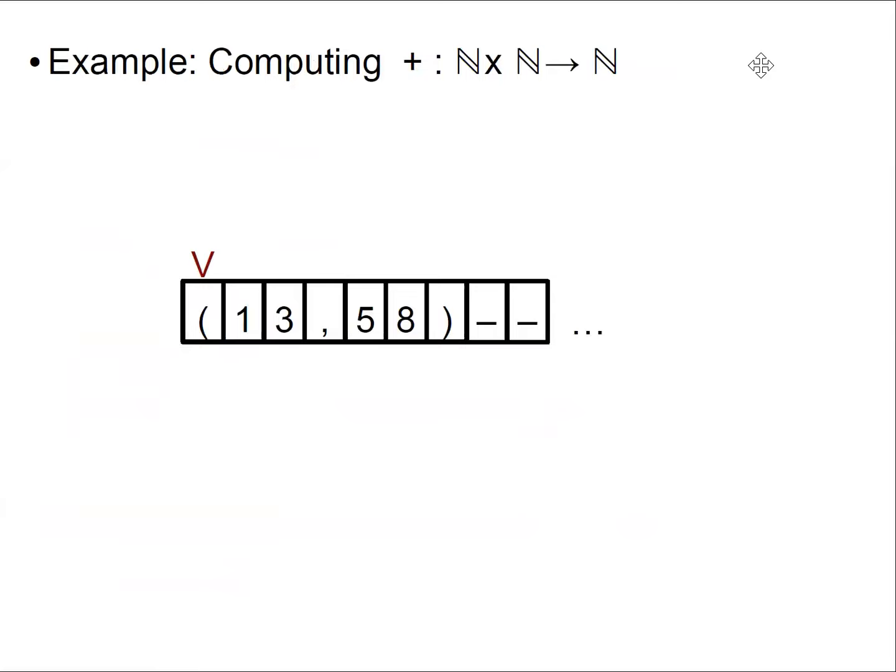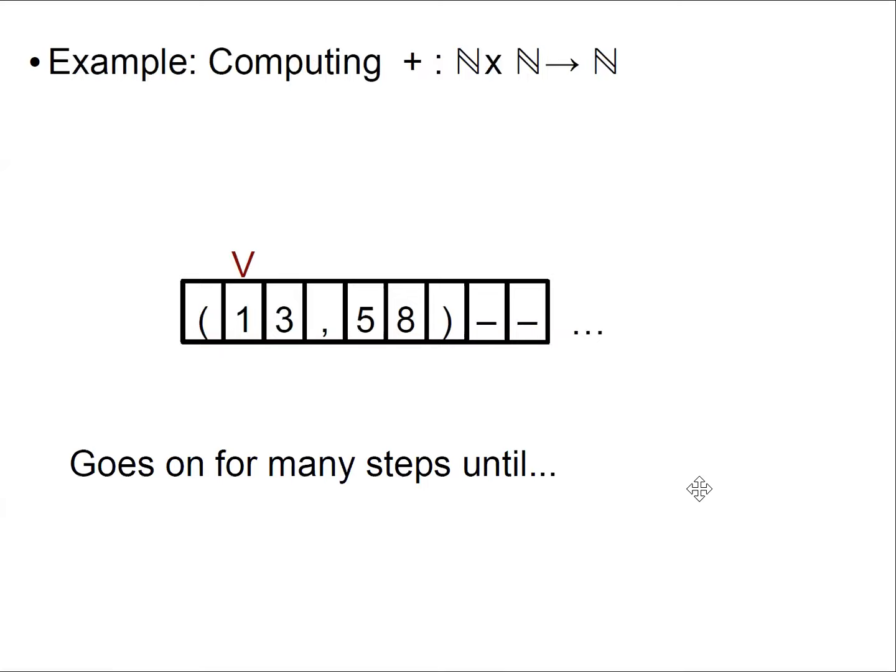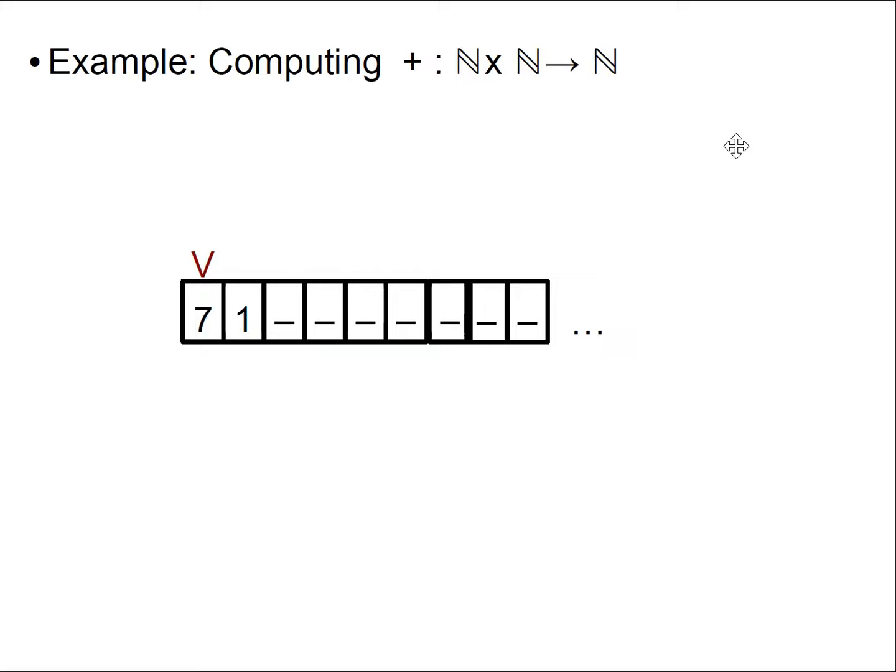Okay, here is just an example to make everything visual. For the plus function, here is how the machine operates on an input. And here I use an extra symbol for brackets and for the comma. So the machine starts moving the head, reads these symbols, goes on for many steps until it has written the output on the tape, 71.